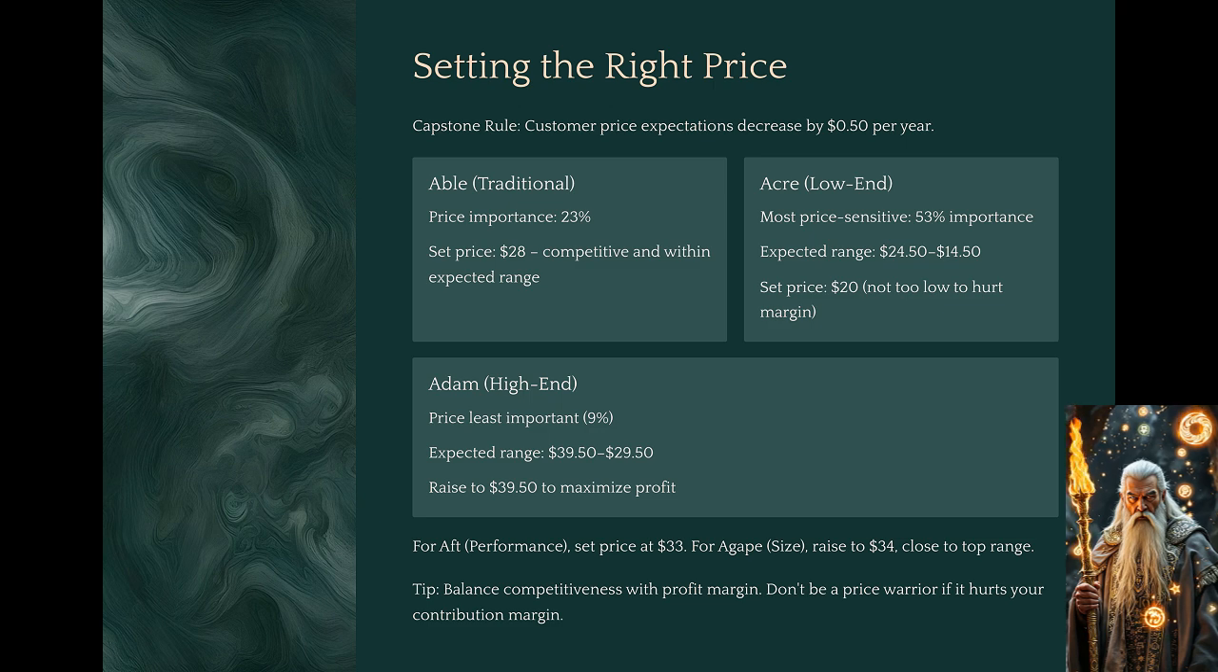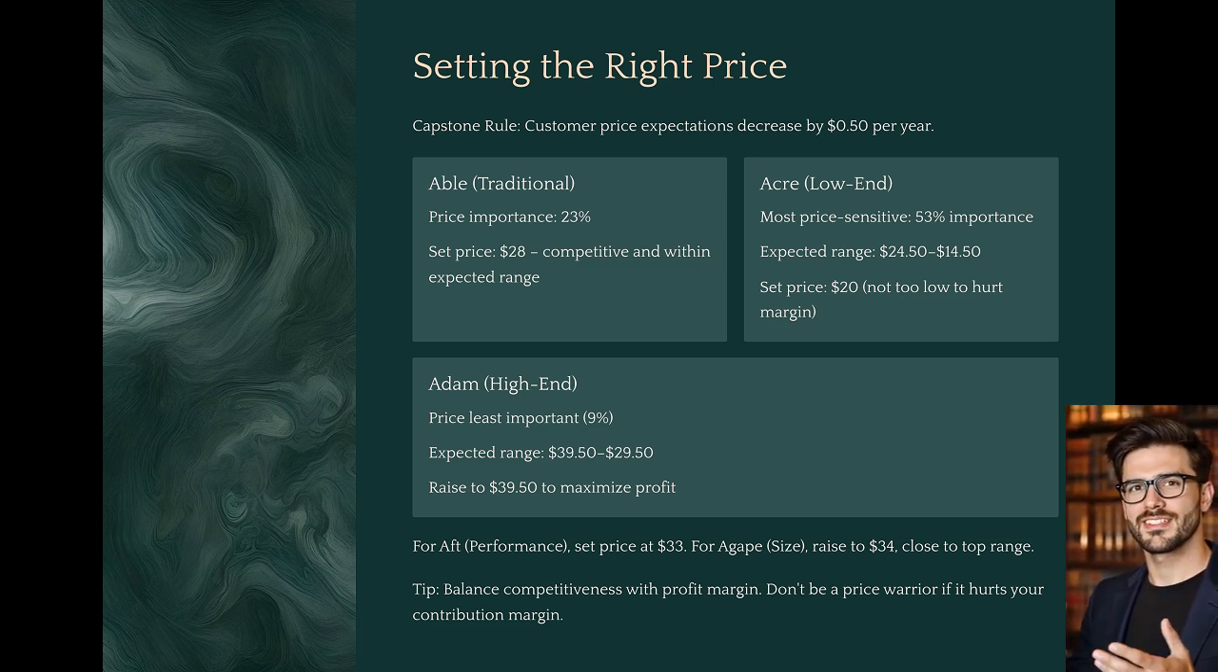White heavy checkmark Agape, size. Price is lowest priority, raised to $34, close to top range. Brain tip, always balance competitiveness with profit margin. Don't be a price warrior if it hurts your contribution margin.